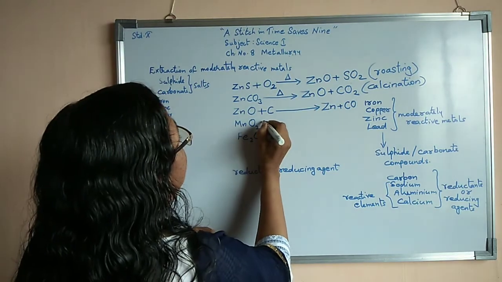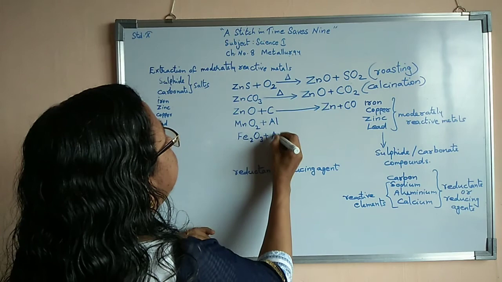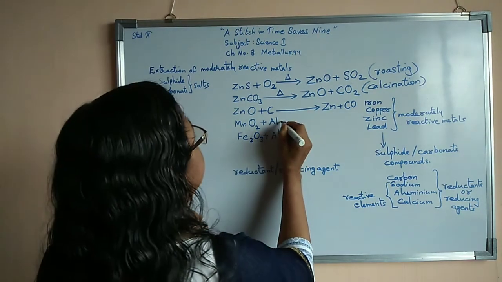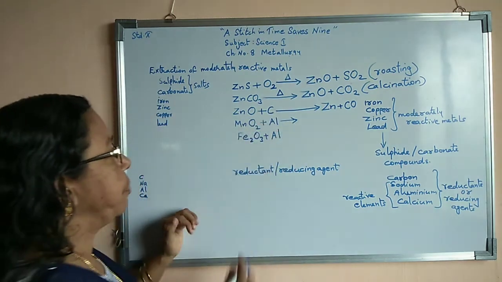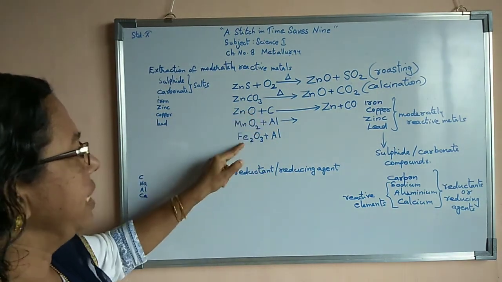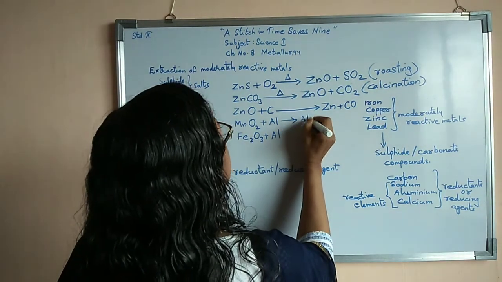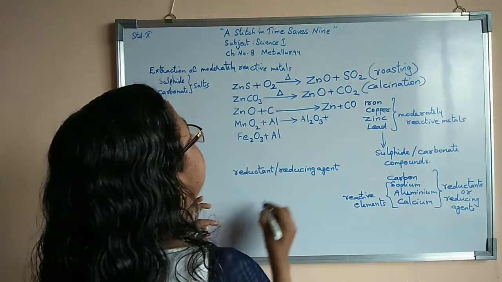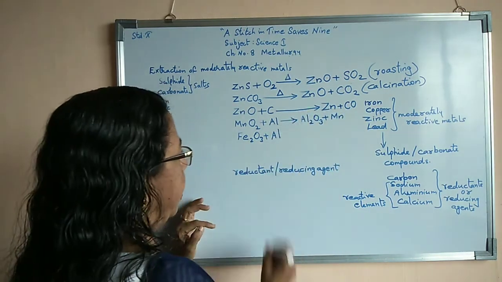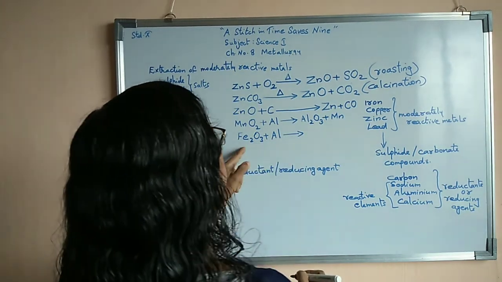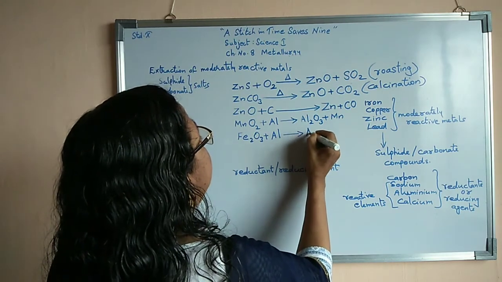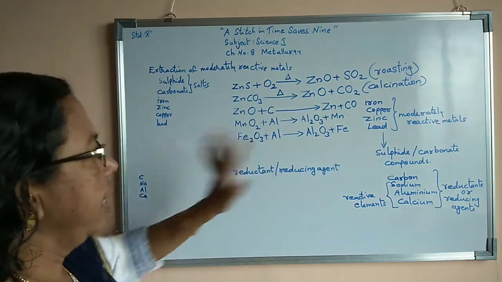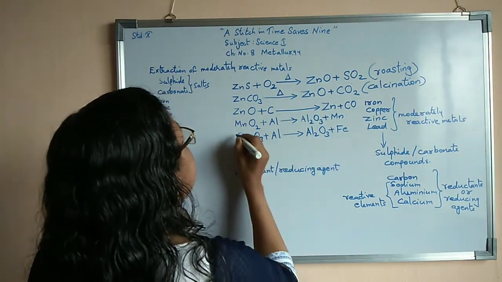Now these oxides react with aluminium. In this case aluminium is acting like a reducing agent. As a result, aluminium displaces manganese and displaces iron. We will get aluminium oxide, Al2O3. Aluminium has valency 3, oxygen has valency 2. Then manganese separates. Aluminium reacts with iron oxide, so we will get aluminium oxide, then iron separates. Now this reaction is a special reaction.